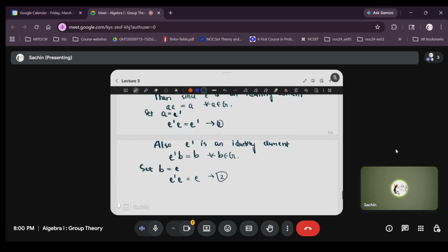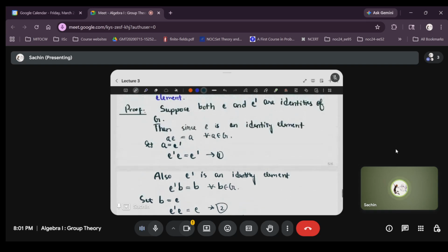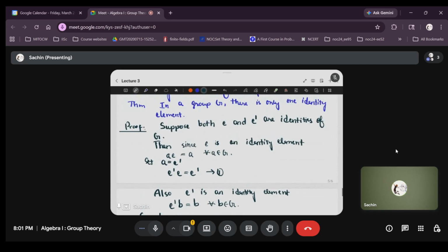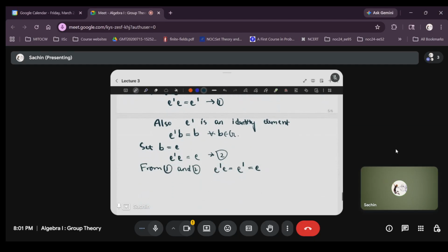From equations 1 and 2, e prime e is equal to e prime, but e prime e is also equal to e. So e prime is equal to e. So there is only one identity in any group; there can't be two distinct identities. Is that clear?